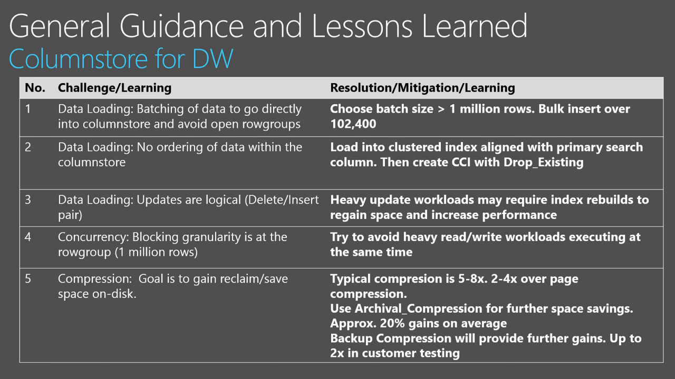So, data loading considerations. I think probably in some of the other sessions, Sunil may have talked about this a little bit, but batching of data to go directly into the Columnstore and avoiding row groups is very important. Ideally, if you could choose, you'll get that if you choose a batch size greater than 1 million rows. And for bulk insert, it's a little over 100,000. So if you're using the bulk API or anything like that, go a little over 100,000 and you go directly into the compressed Columnstore index. There's no ordering of data within Columnstore.